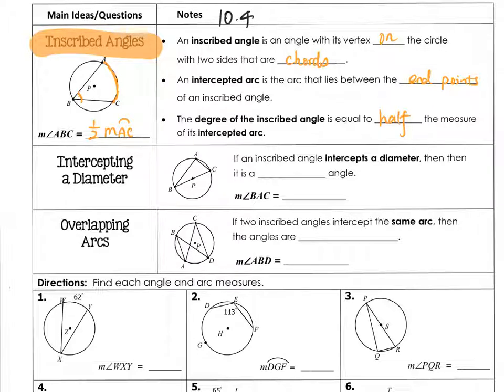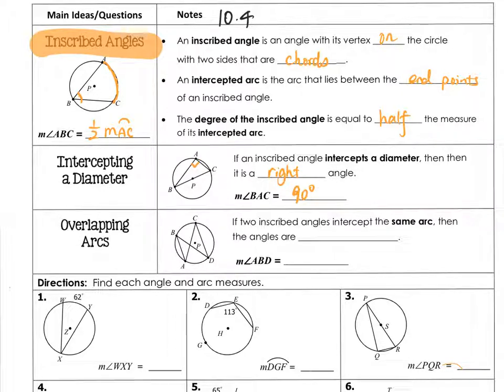Okay? And the next point is if an inscribed angle intercepts a diameter, then it is a right angle. And so in this example on the left-hand side, angle BAC right here equals 90 degrees.